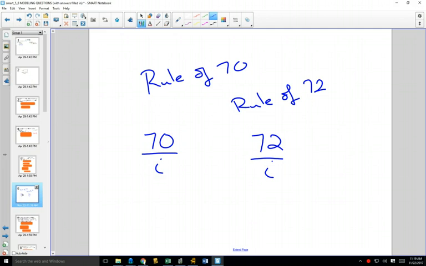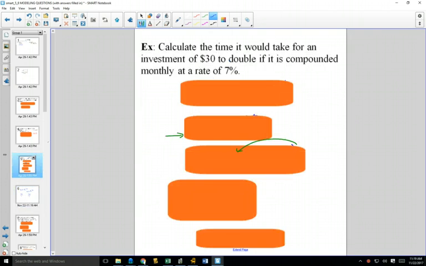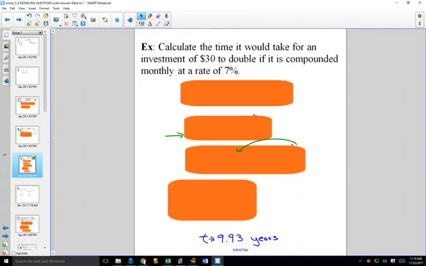70 is divided by 7 quite easily. What is 70 divided by 7? 10. And that gives you a pretty good approximation of how long it's going to take for it to double. Notice it took us 9.93 years. 10 is a pretty good approximation.